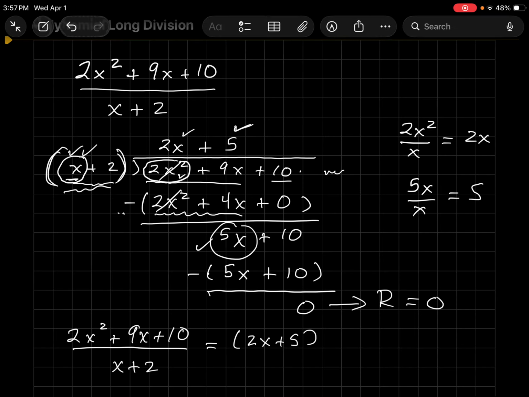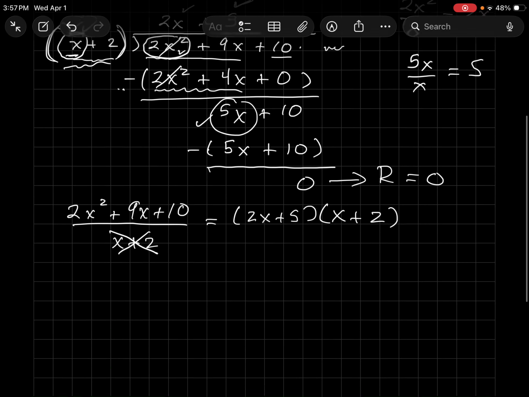We'll see soon enough that remainder means that x plus 2 is a perfect factor of 2x squared plus 9x plus 10. In fact, if I multiply both sides by x plus 2, we get the original polynomial in factored form. Let's take a look at another example.